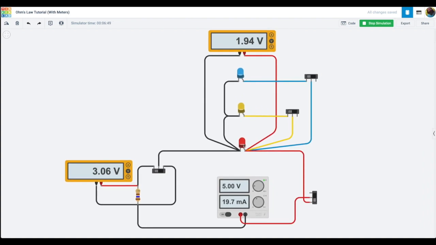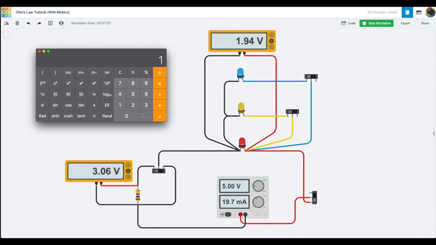For power, since we've got these 3 that are all on, we have 1.94 volts, and remember, power is current times voltage. So if we take the 1.94 and multiply it by this current, 19.7, that equals 38 watts of power being drawn on this circuit.